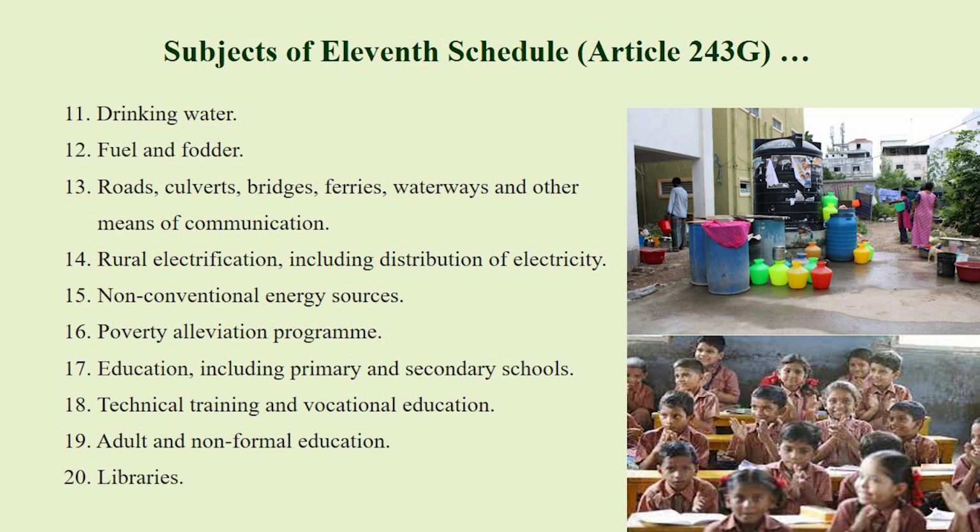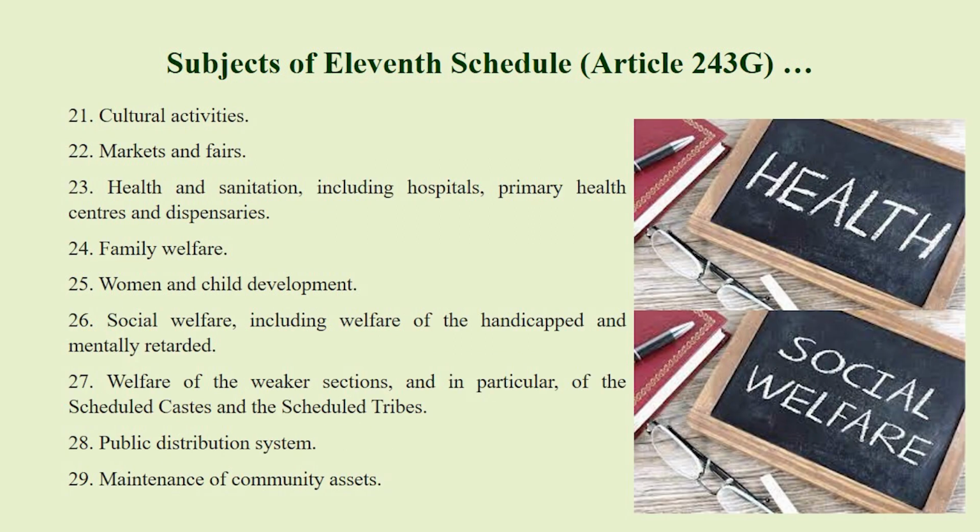The 11th schedule also includes rural electrification, which includes the distribution of electricity, and provisions related to non-conventional energy sources, poverty alleviation programs, education, which includes primary and secondary schools, technical training and vocational education, also adult and non-formal education, and libraries. It also includes cultural activities, markets and fairs, health and sanitation, which includes hospitals, primary health care centers and dispensaries, family welfare, women and child development, social welfare, which includes welfare of the handicapped and mentally retarded, and welfare of the weaker sections, in particular of the scheduled castes and the scheduled tribes, public distribution system, and lastly the maintenance of community assets.